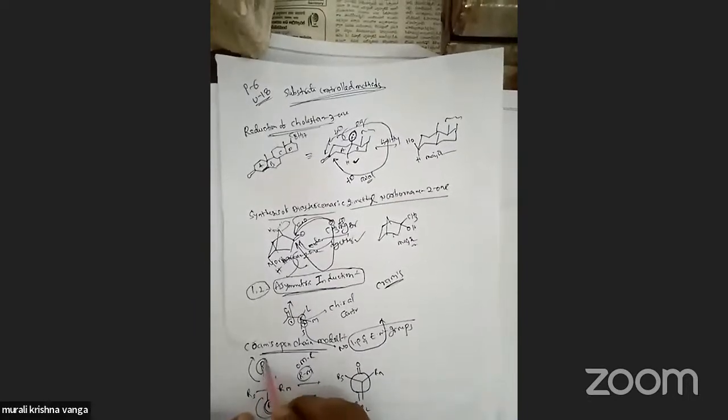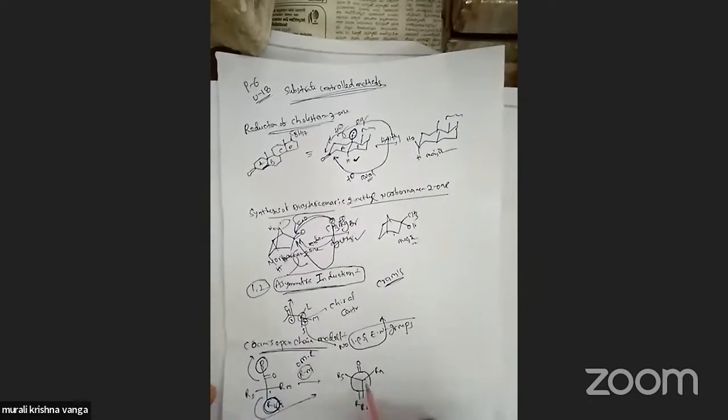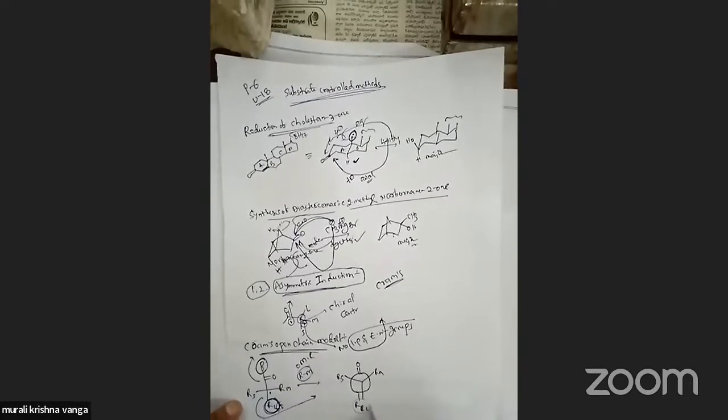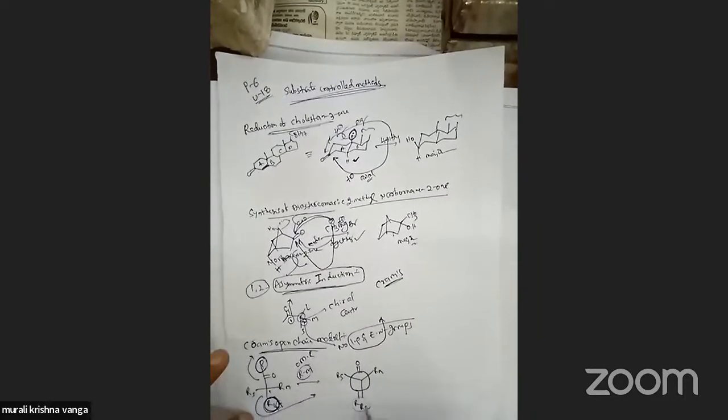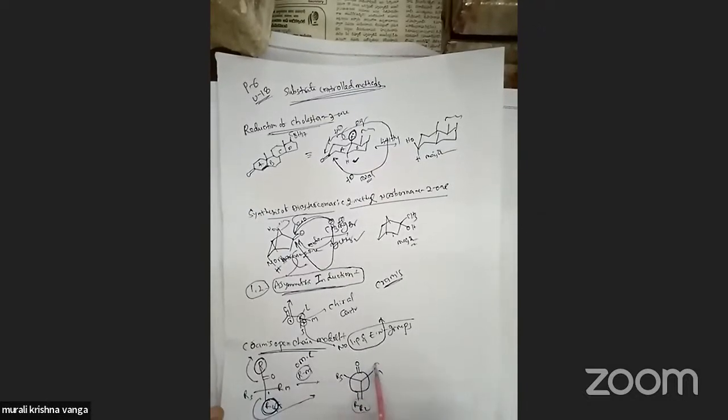In Cram's open chain model, the scientist discovered some rules. According to these rules, the large group at the chiral center and the group attached to the carbonyl are eclipsed. Second, the large group at the chiral center and the carbonyl are anti to each other. Third, the carbonyl is flanked in between the medium and small groups.